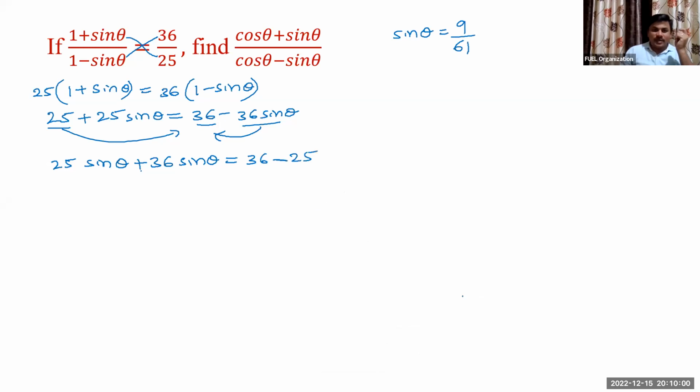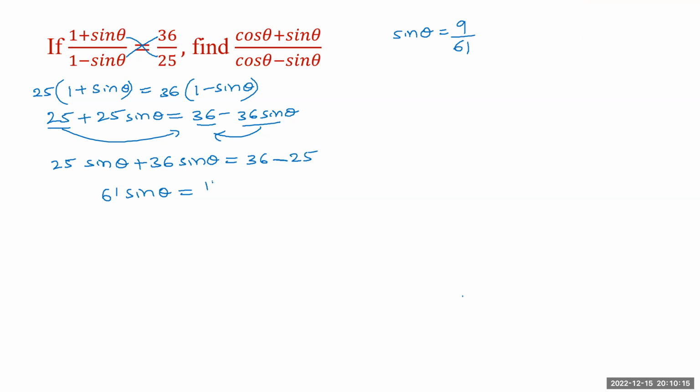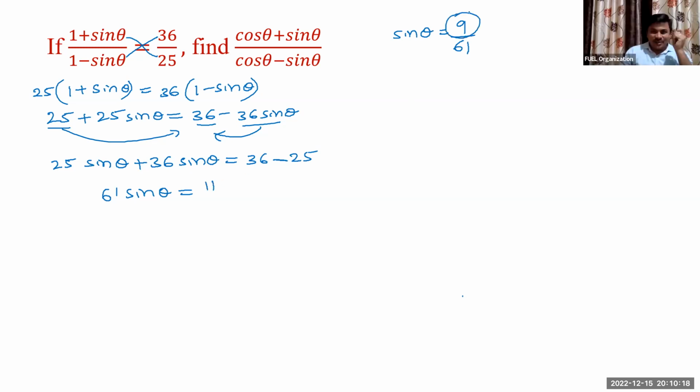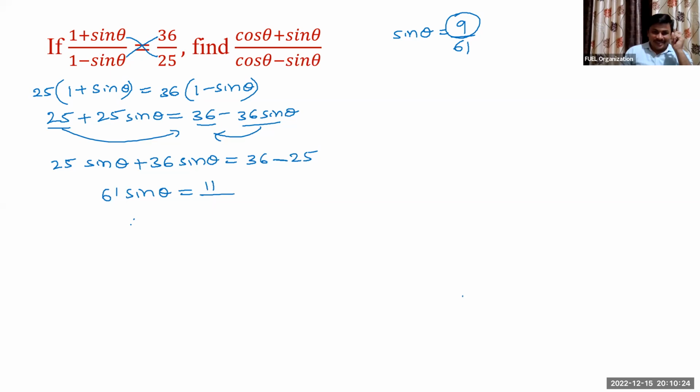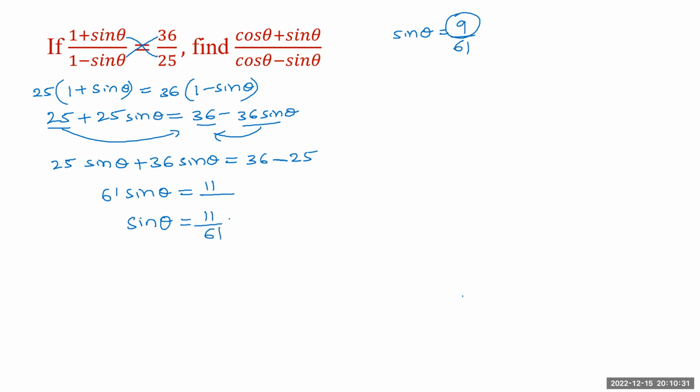If you add 25 plus 36, you will get 61. Sine theta is equal to, after subtraction, 36 minus 25, which is 11, sir. Okay, here you made a slight calculation mistake. Don't make such small mistakes, you will lose your marks. But your method is exactly correct, what you said. So you did it by this method only, or any other method? Yes, sir, this same method.